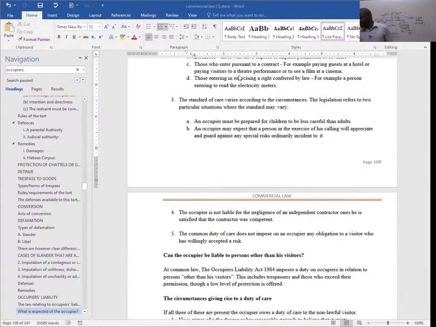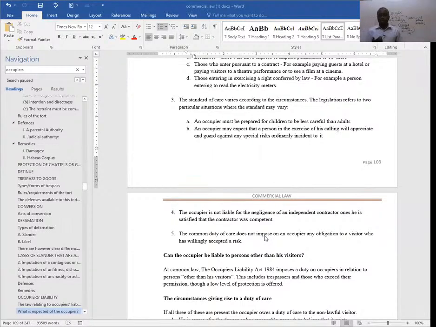So that is, in a nutshell, what we mean by occupier's liability, that an occupier of a property or an occupier of land has a responsibility of ensuring the safety of those who are visiting the premises. So he has a duty of care to ensure those coming to the land or the premises or property are actually very, very safe.